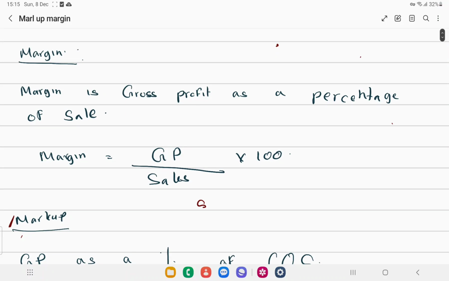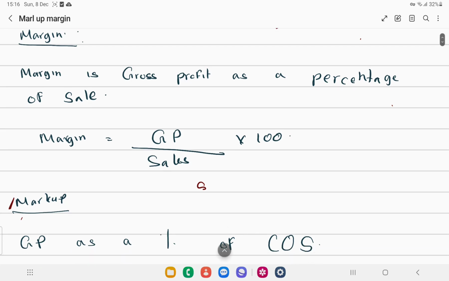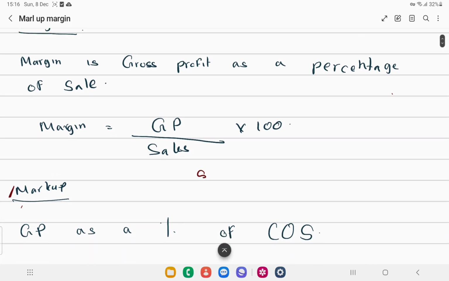The first explanation is about the markup and margin. Speaking about margin, it shows your gross profit as a percentage of your sales, and markup is gross profit as a percentage of your cost of sales. So margin means, out of your sales, what is the percentage of your gross profit? And markup means, out of your cost of sales, what is the percentage of your gross profit?